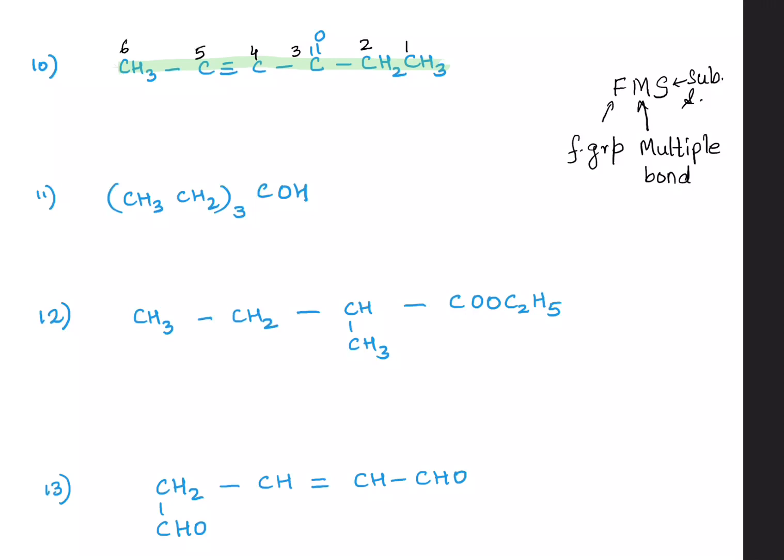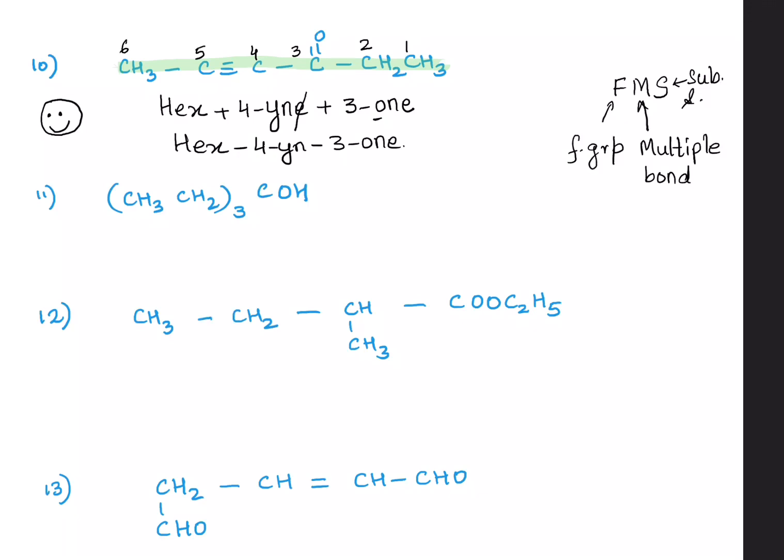So my word root, since there are 6 carbon atoms, becomes hex. It's got a multiple bond, so we are going to name it as 4-yne. And then at the third carbon atom, it has a ketonic group, so this becomes 3-one. Because this starts with a vowel, the E goes away. So this compound would be named as hex-4-yn-3-one. Got it right? Very good. Bring a smile to your face. That's the first smiley of the day. Let's go on to the next one.